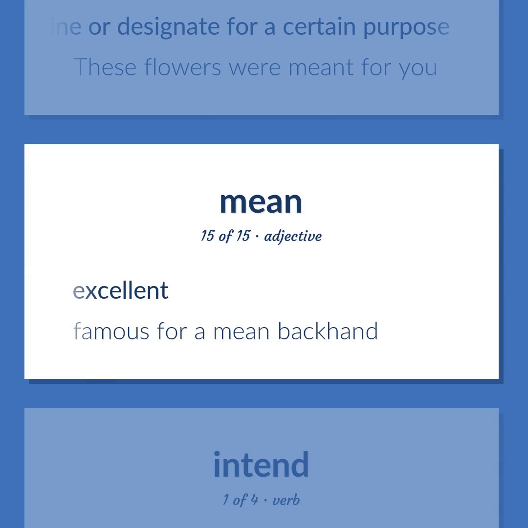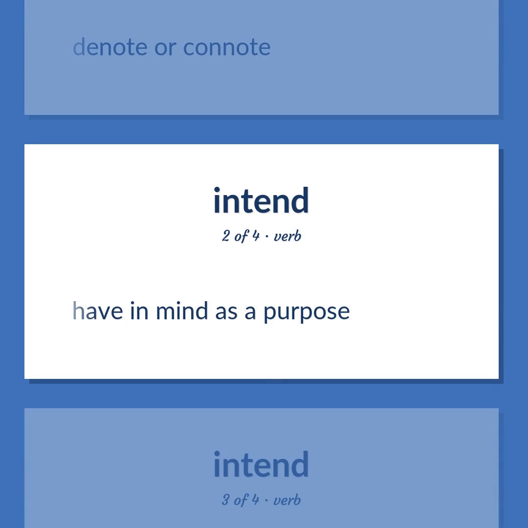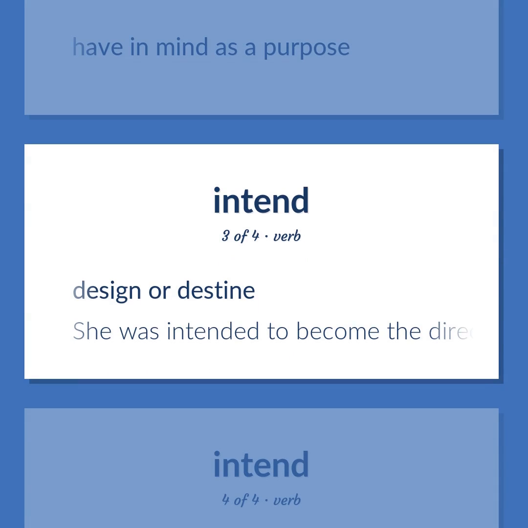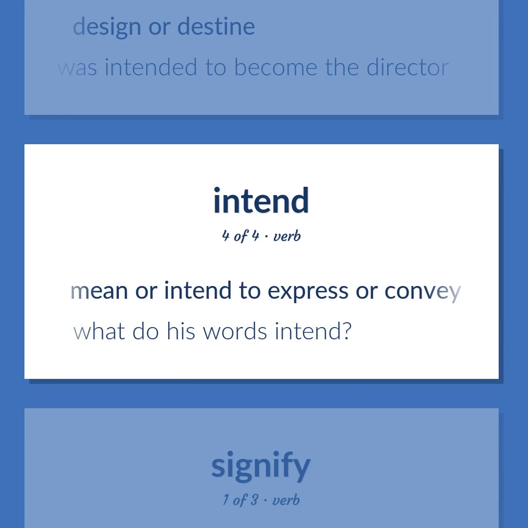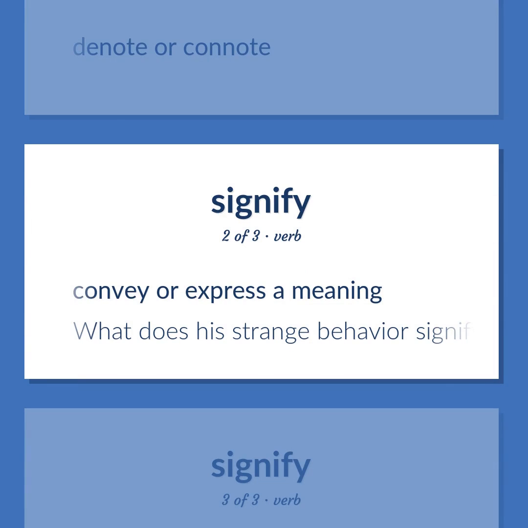Excellent. Famous for a mean backhand. Denote or connote. Have in mind as a purpose. Design or destine. She was intended to become the director. Mean or intend to express or convey. What do his words intend? Denote or connote. Convey or express a meaning. What does his strange behavior signify?